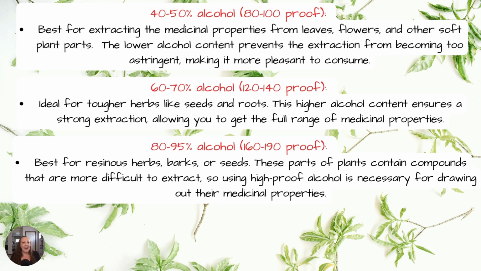And lastly, 80 to 95% alcohol or 160 to 190 proof is best for resinous herbs, barks, or seeds. So these parts of the plant contain compounds that are generally more difficult to extract. So using a higher proof of alcohol is necessary for drawing out those medicinal properties.